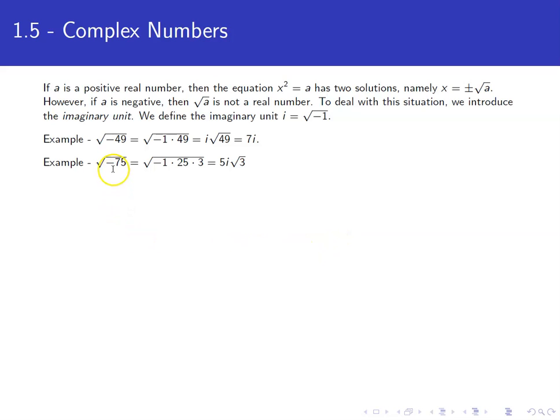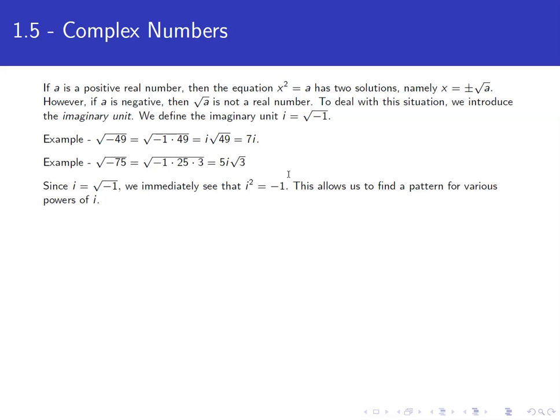Likewise, we can do, say, the square root of -75. 75 factors as 25 times 3, with that perfect square factor of 25, and we can pull out the -1. So the -1 becomes the i. The square root of 25 is 5, so we can rewrite the square root of -75 as 5i root 3.